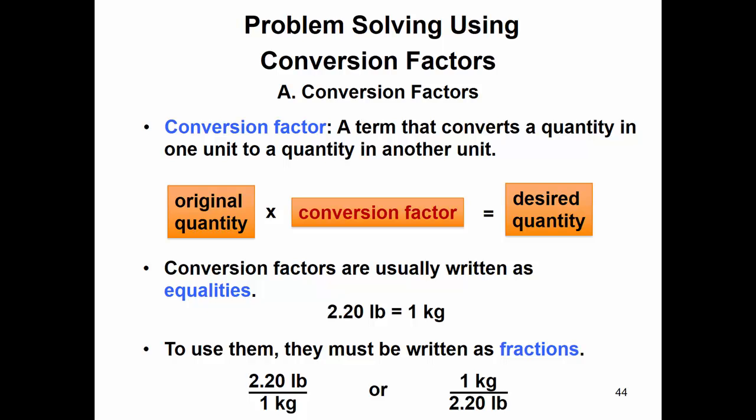So for example, there are 2.20 pounds in 1 kilogram. A conversion factor can be written as a fraction. If you look at the bottom of the screen, you can write this as 2.20 pounds per kilogram, or you can flip that over and write it the other way. Either way is fine, and we're going to talk about how to plug the number in correctly into your problem. But you can write these as fractions.